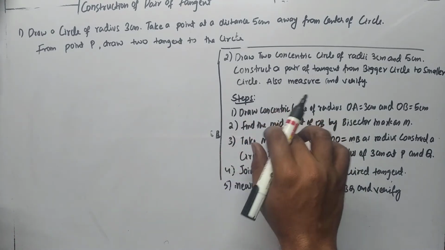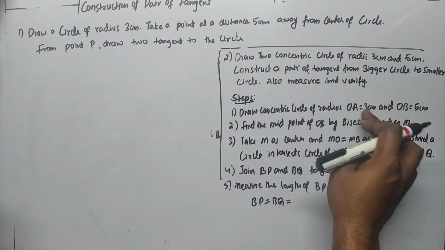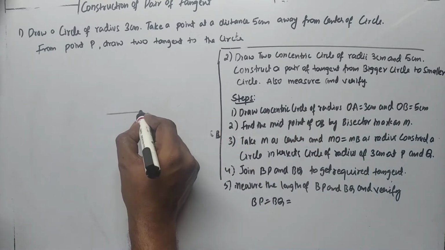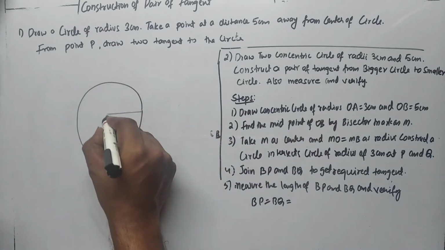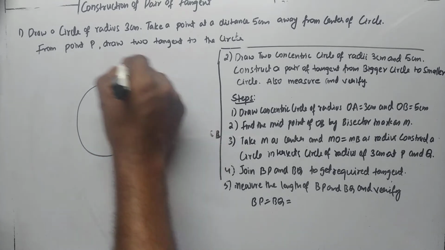So what is our first step? First step is to draw concentric circles of radius OA 3 and OB 5. So we will be drawing the two circles. This is the first circle. You can mark this as O. This is A. Next is OB.